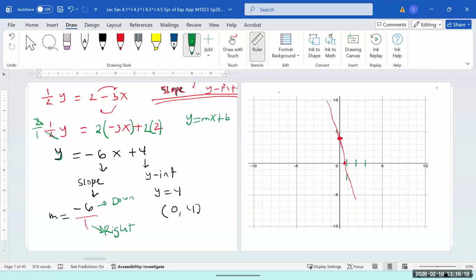Our y-intercept is 4. So we start by plotting the 4 here on the y-axis. Now from this 4, we need to walk 6 units down and then 1 unit right. So 1 unit down, 2 units down, 3 units down, 4 units down, 5 units down, 6 units down, and then 1 unit right here.